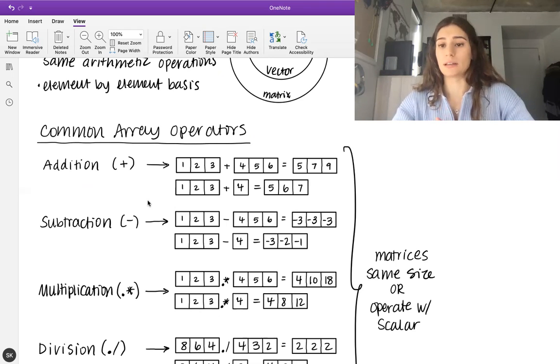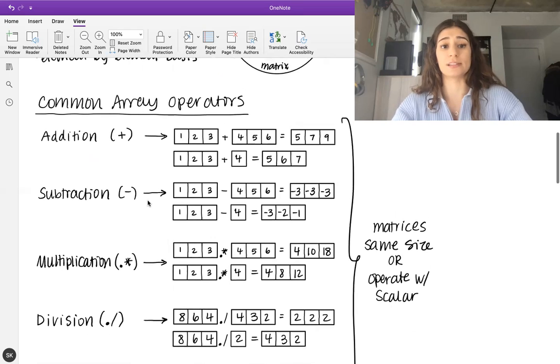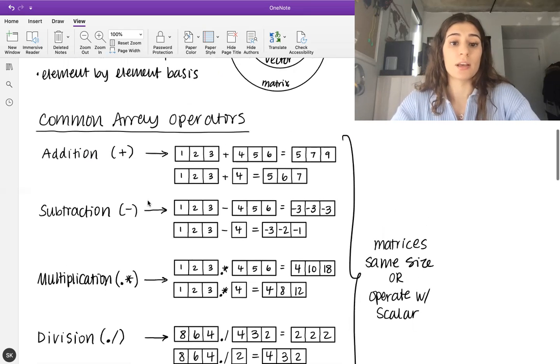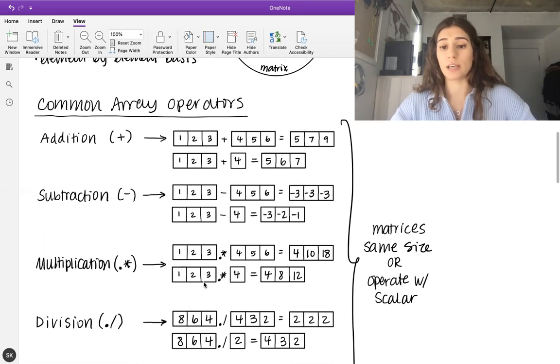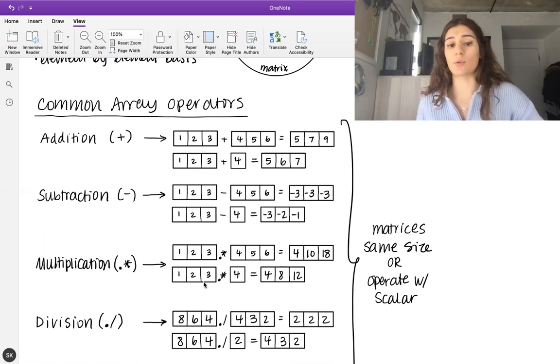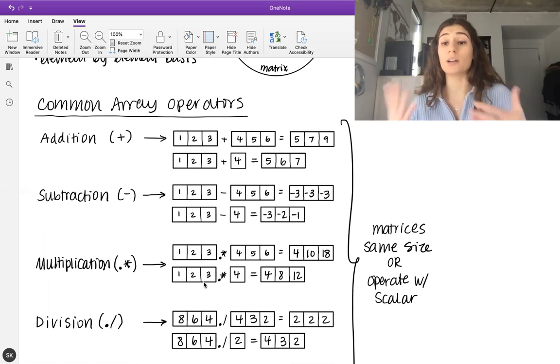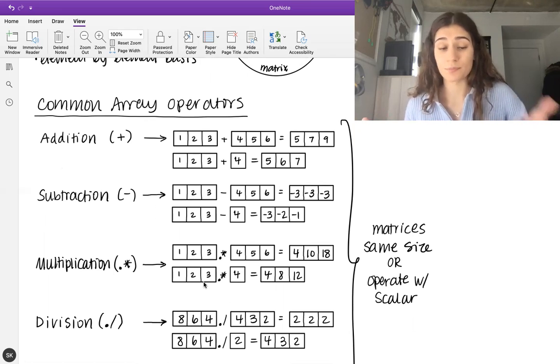So let me get into some detail here with some common array operators. First we have addition. Addition, subtraction, multiplication, division, and exponentiation all work in two cases. A, if the matrices that you're adding, subtracting, or multiplying together are the same size, or B, if one of the matrices is a scalar.